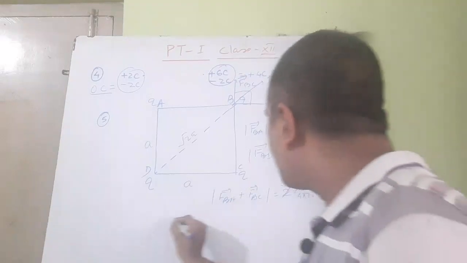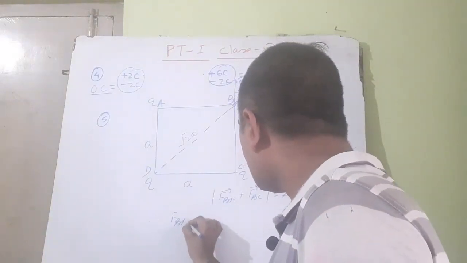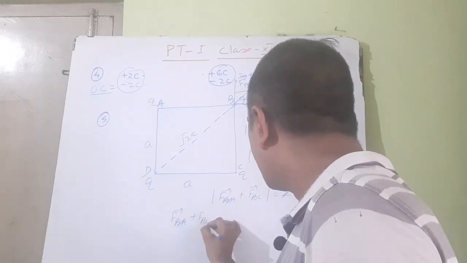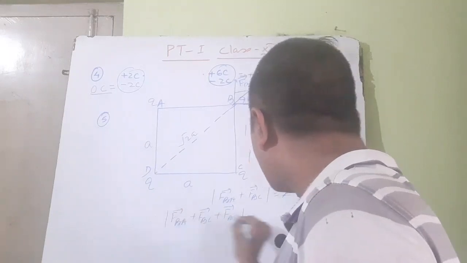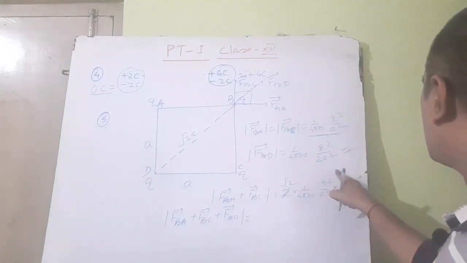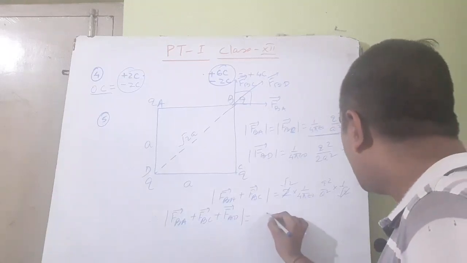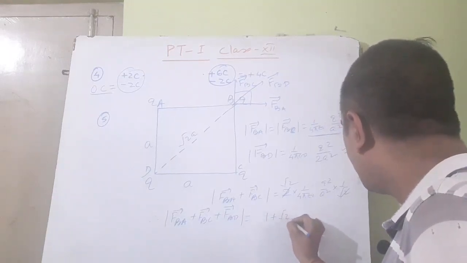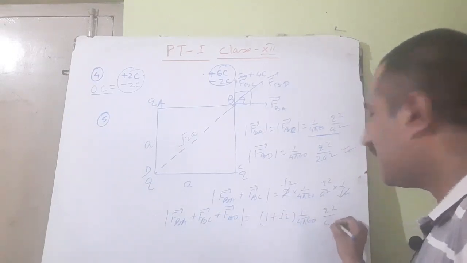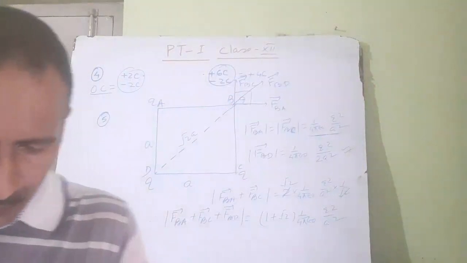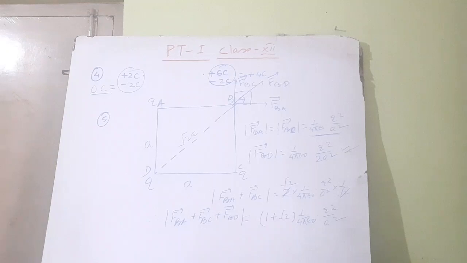So what will be the net force? Therefore FBA plus FBC plus FBD, all are in the same direction. So 1 by 4 pi epsilon naught Q square by A square can be taken as common, and it will be 1 plus root 2, times 1 by 4 pi epsilon naught Q square by A square. You check the option.